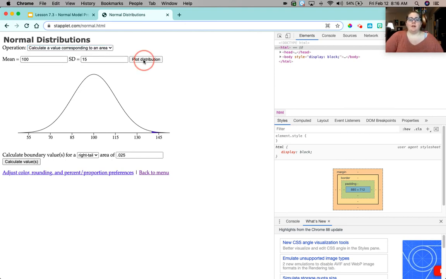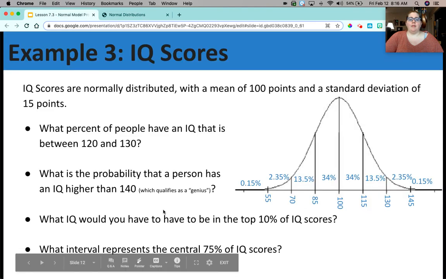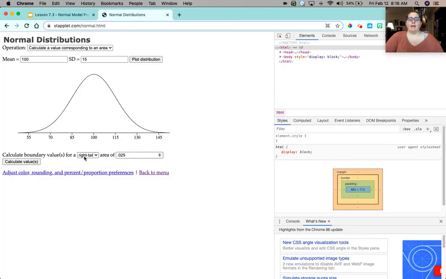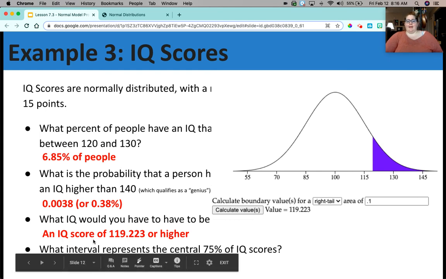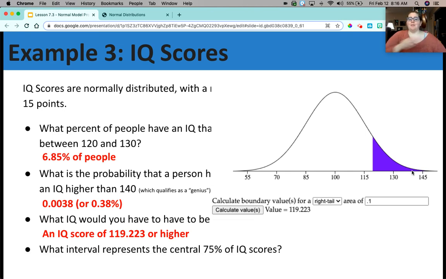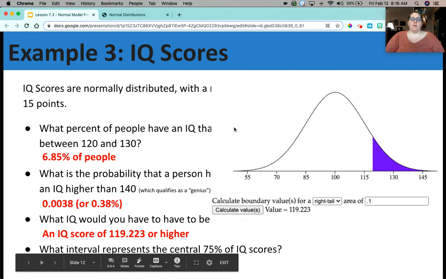We still have the same mean and standard deviation, and then this time we want the top 10%, so I'm going to say right tail, and then I'm going to change that to 10%. 10 divided by 100 would be 0.1, and then calculate value, and it tells me that the value that marks off the top 10% is 119.223. So that means that an IQ score of 119.223 or higher gives me the top 10% of IQs, the top 10% of natural intelligence.